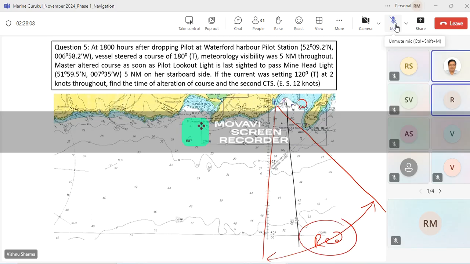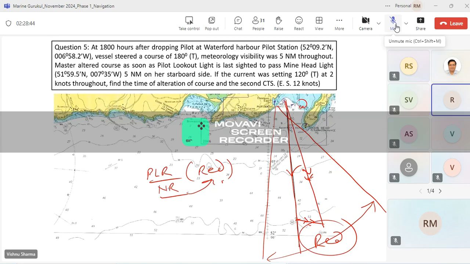So from the pilot ground, if I have the CTS and if I make a triangle for half an hour, let us say, what will happen? Is my CMG line coming in the red sector, or is it coming in the white sector? Red. Coming in the red sector. Yes, sir. So you will find the PLR for the red one, right? Because it is the red light that you'll be seeing last. Yes, sir. For that, you'll have to use the nominal range of the red one, right? Yes, sir. Clear? Understood. Thank you, sir.